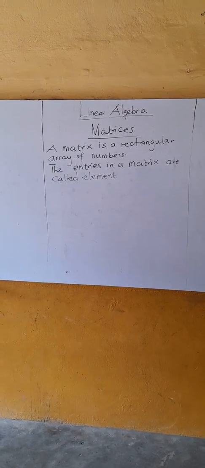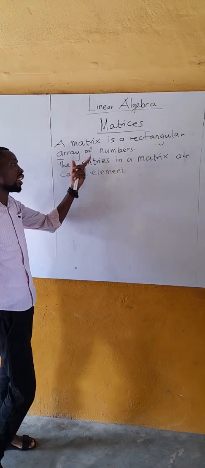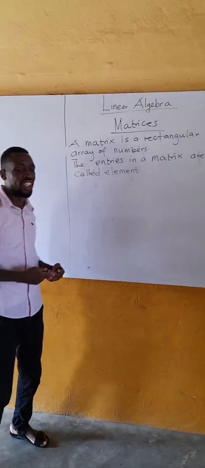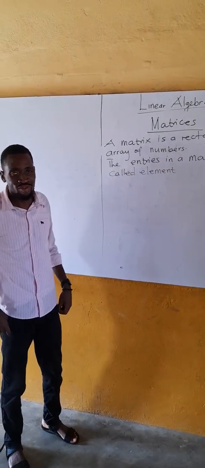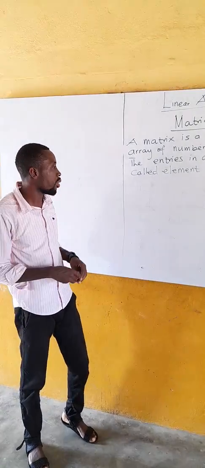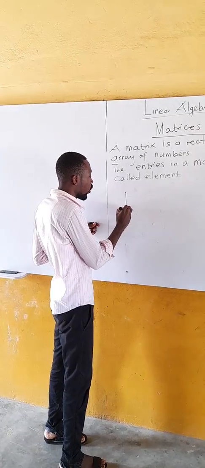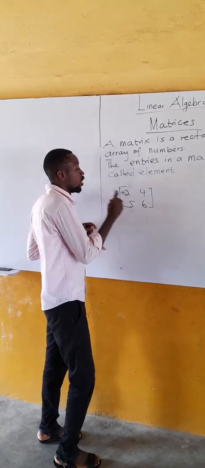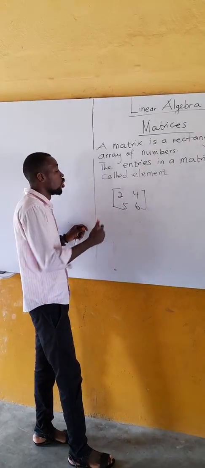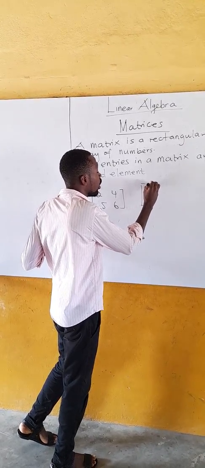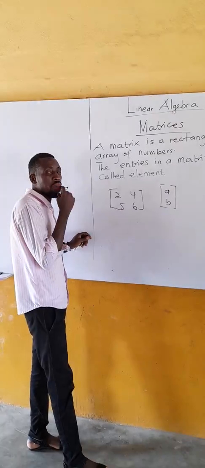So come with me. When we talk of matrix, a matrix is a rectangular array of numbers. You know, a rectangle. So when numbers are arranged in a rectangular form, then such an array of numbers is known as a matrix. So for instance, if we have this, 2, 4, 5, 6, you see they are being arranged in a rectangular form. So such are called matrices. Look at this: A, B is in a rectangular form, so we call it a matrix.